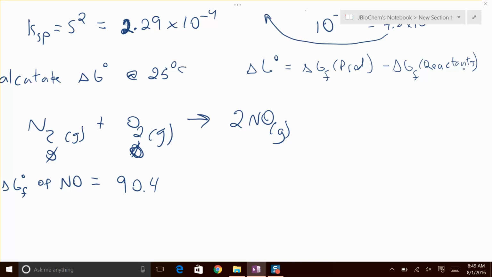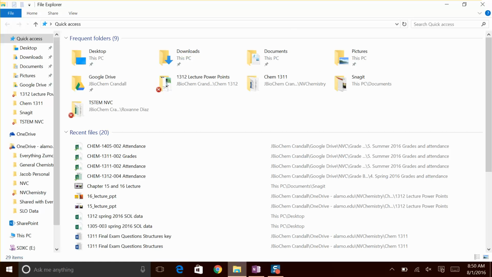Hopefully this will help as we go through these problems. This is simply finding the delta G of a reaction from the delta G of formations, which is table data. This number came from a table. I didn't make you go to the table, I just wrote it down for you. But this is the type of information you would find in the back of your book, from the appendix. In fact, let me just pull that up.